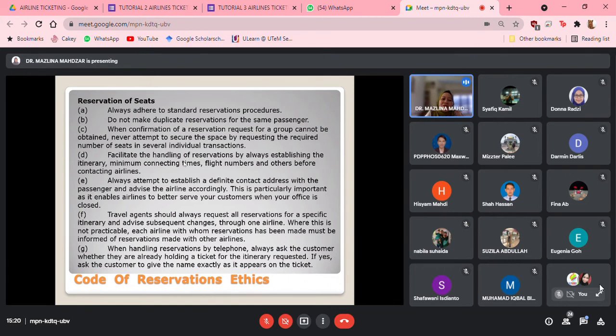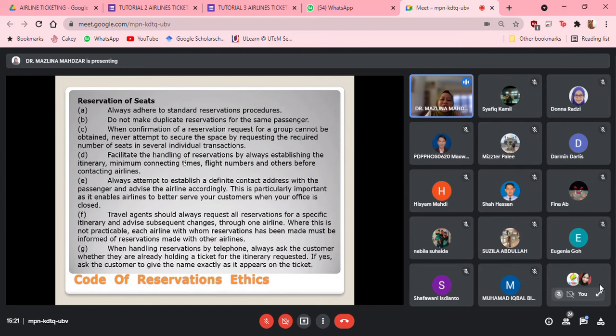Travel agent should always request all reservation for specific itinerary, advise subsequent changes through one airline. So where this is not practicable, each airline with whom reservation has been made must be informed of reservation made with other airlines. So when handling reservation by phone, always ask the customer whether they are already holding ticket or itinerary requested. If yes, you need to retrieve back the booking. Itu yang mengelakkan double booking tadi.